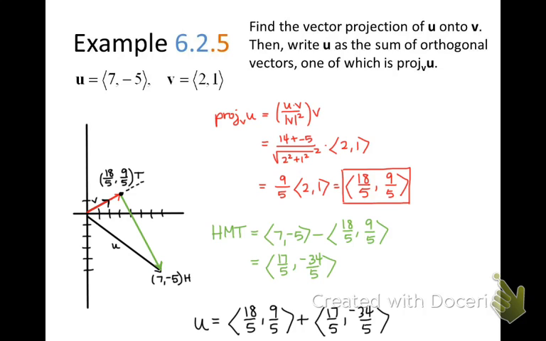Wait, so are they orthogonal because of the projection? Yeah, they're orthogonal because we always draw the projection to be orthogonal. Okay.